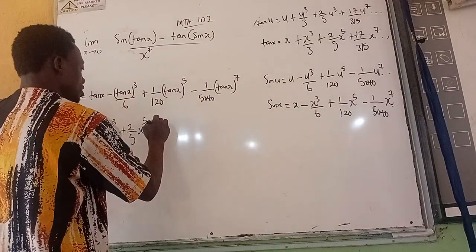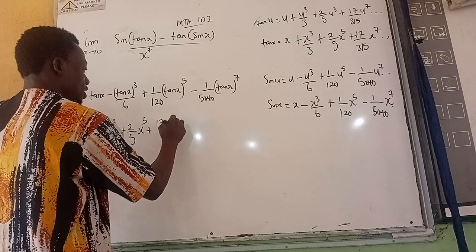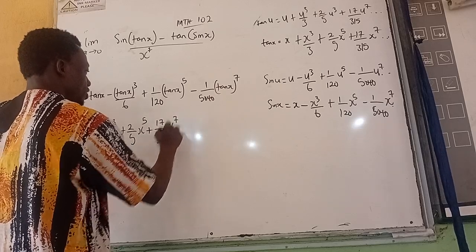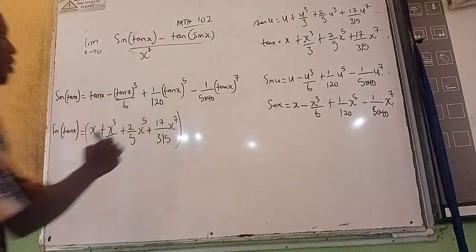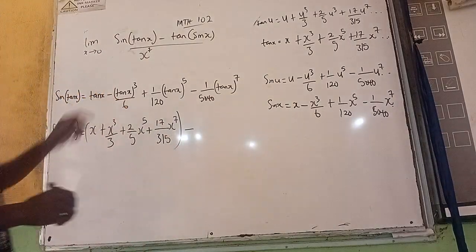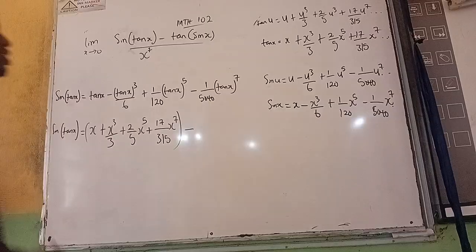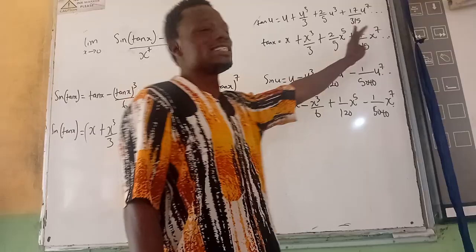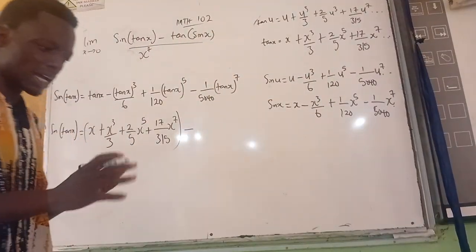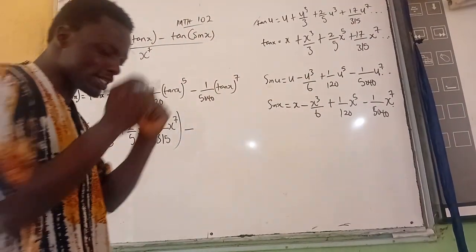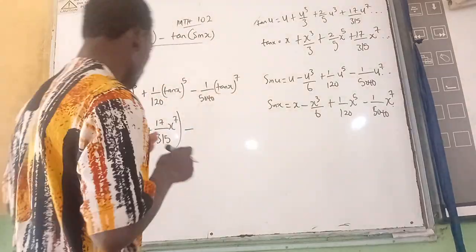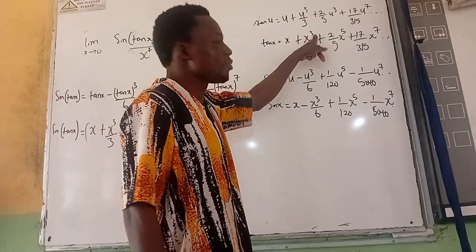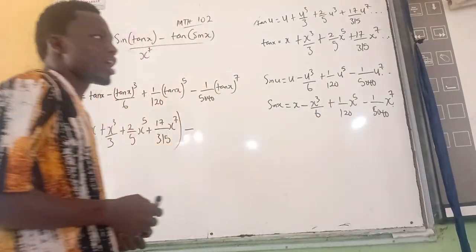So by what? Plus 17x^7 over 315. These are tan x minus tan x cube over 6. So I only need the first 3 terms alone. I don't need the rest. I only need something that can yield x raised to power 7. Once I get it, I can stop there. If I cube this x cube, I will get x^7. I hope we get what you are saying.